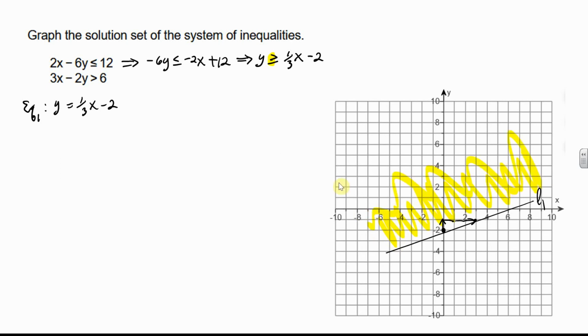Okay. So now let's do the second inequality. So here, subtract 3x on both sides, so I get negative 2y greater than negative 3x plus 6. Now divide everything, both sides, by negative 2. And don't forget, since we're dividing by a negative for an inequality, reverse the inequality sign. This is y less than 3 over 2 times x, and then that's minus 3.